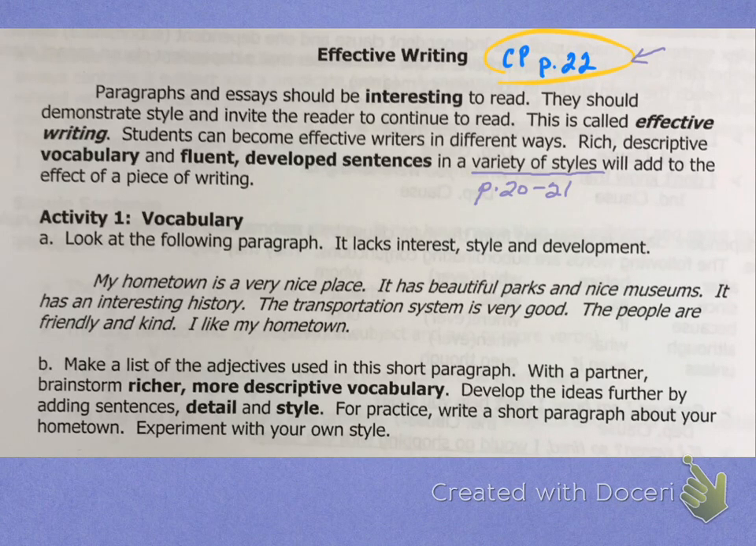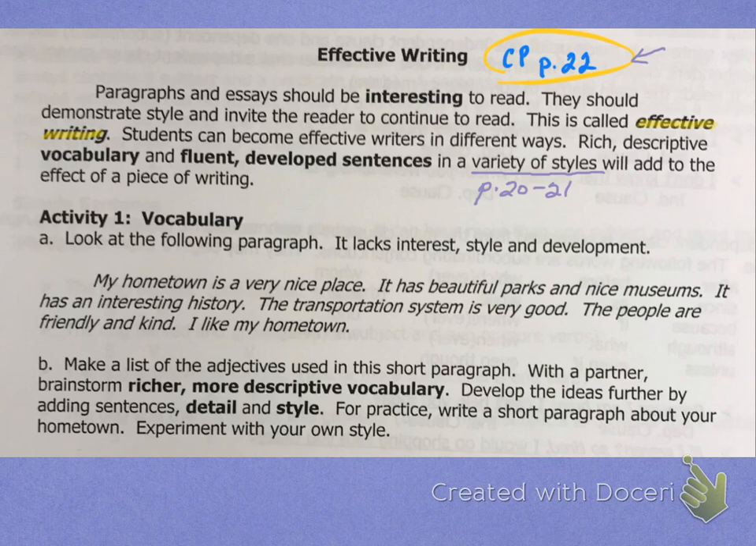Let's talk about effective writing. Paragraphs and essays should be interesting to read. They should demonstrate style and invite the reader to continue to read. This is called effective writing.